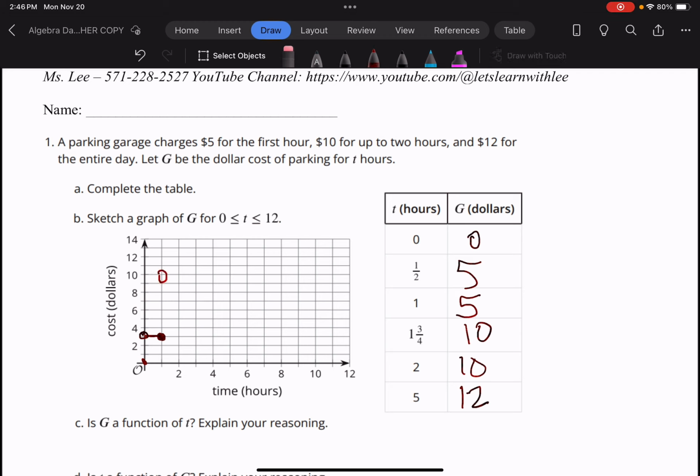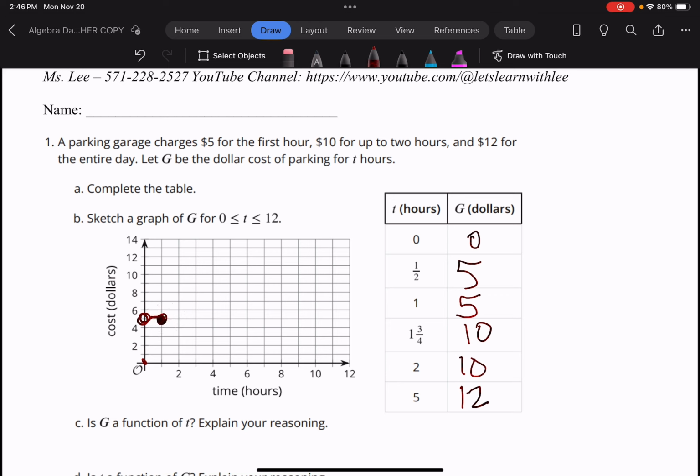So at that specific point, it's going to be an open circle at the $10 mark. Oh, I'm sorry, I put this at the wrong place. Let me do that again. $5 rather, is here. There you go. And going across to 1 hour is here, okay, for the first hour.